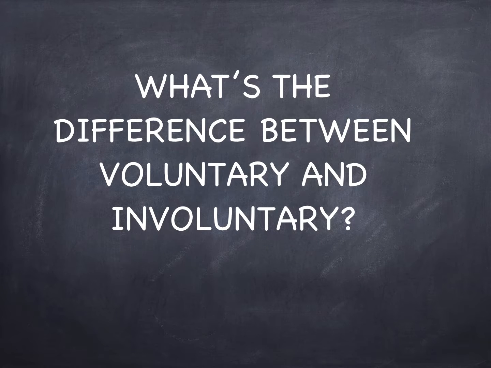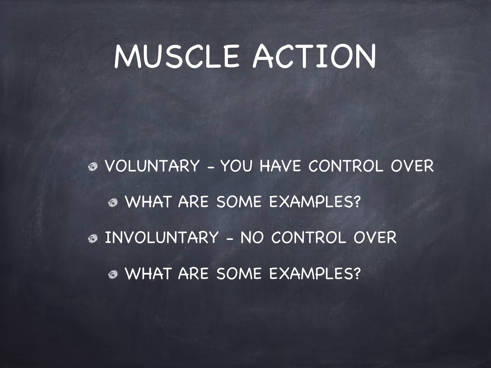So there are two main types of movement. You have voluntary and involuntary movement. Voluntary, you have control over. Like I can choose when to blink my eyes. I can choose when to move my mouth and make sounds.